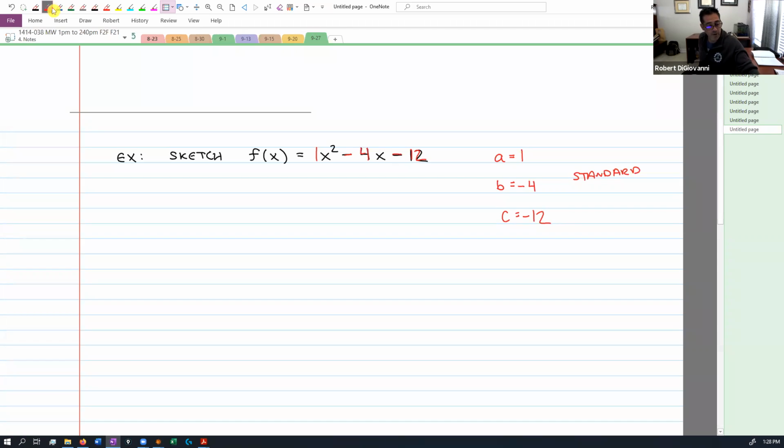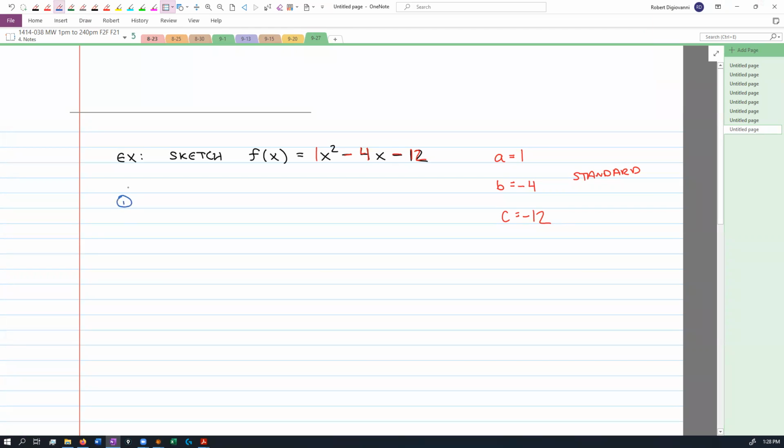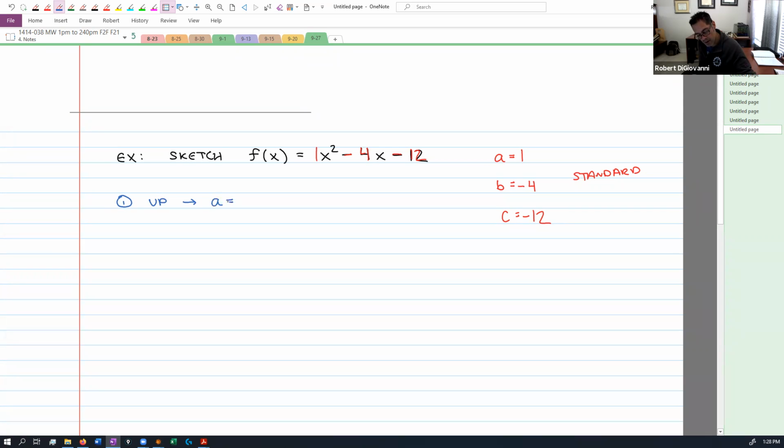All right, so here we go. First step. Does it open up or down? Up. It opens up because a is 1, and that's a positive number. So it opens up. So I know that much.